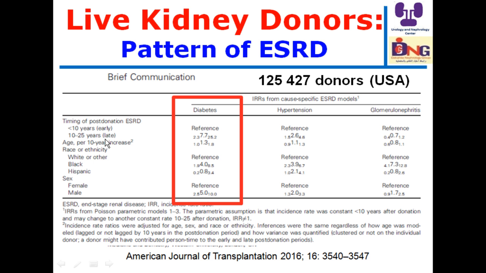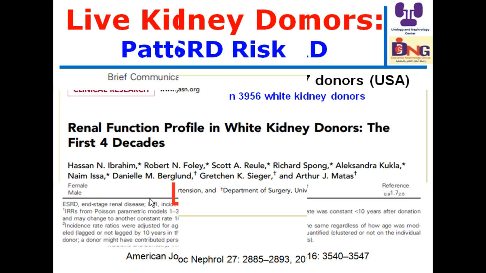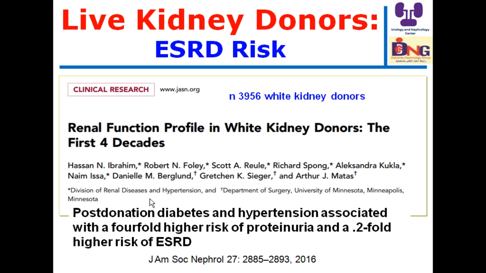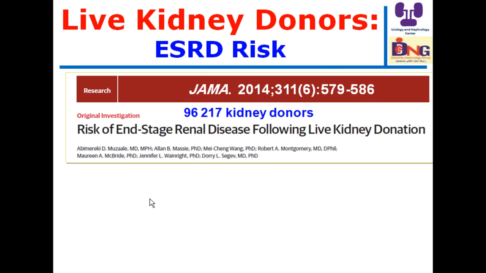So late diabetes is associated with late development of end-stage kidney disease, and this is present across the different demographic criteria. So we should think of avoiding development of diabetes after kidney donation, and the best way is to avoid weight gain. This is in white kidney donors, 3,900. Post-donation diabetes and hypertension is associated with a 4-fold higher risk of proteinuria and a 2-fold higher risk of end-stage disease. This is the risk of end-stage kidney disease after live kidney donation.